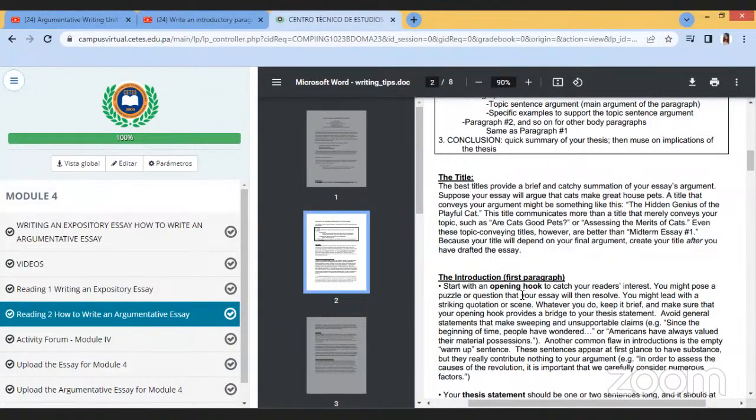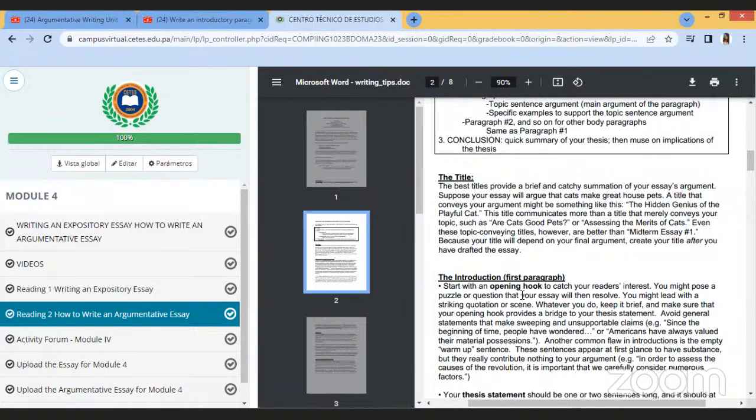Carefully crafted summation found at the very top. Okay, so in this case, the case of the title. Part number two, the introduction or the first paragraph.